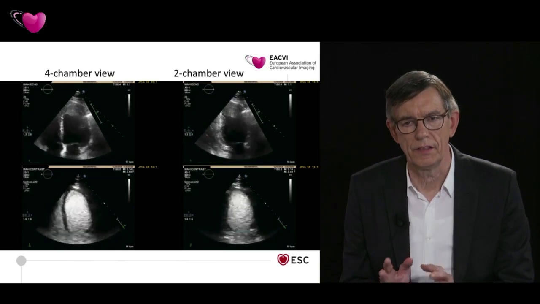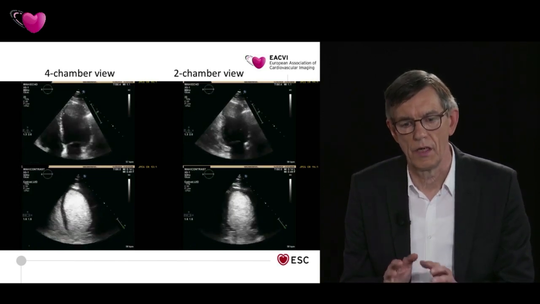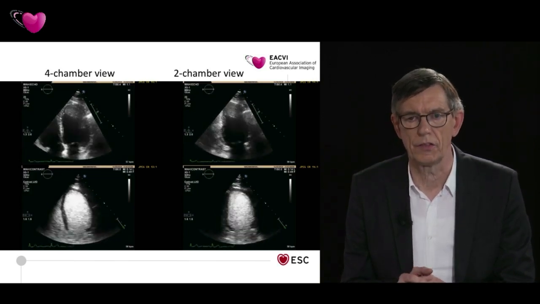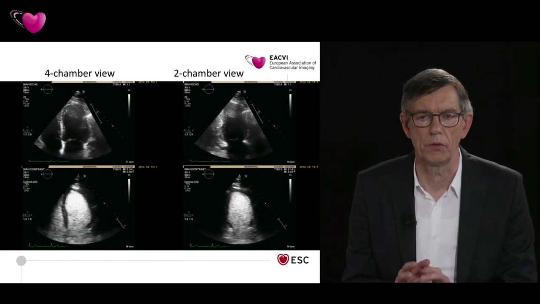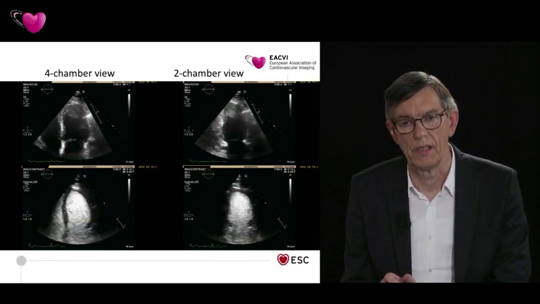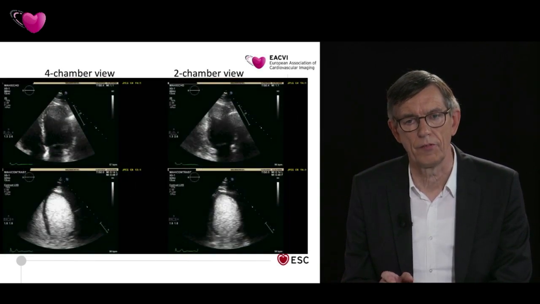However, this is not adequate in patients whom we assess for LV function undergoing chemotherapy with potentially cardiotoxic drugs. In these patients, we have to look at the still frames.